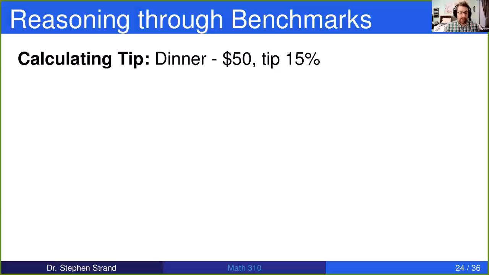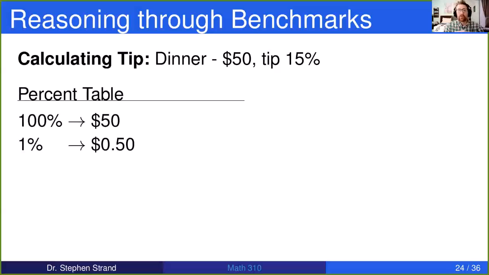So I'm sure many of you have come across the problem where you want to calculate a tip based on a dinner bill. We're going to start with some basic simple numbers so that we can see how the reasoning works. And later on, we might look at some examples where the numbers don't work out quite so nice, maybe in another video. But let's say you and your friends go out and the dinner works out to be $50 and you want to leave a 15% tip.